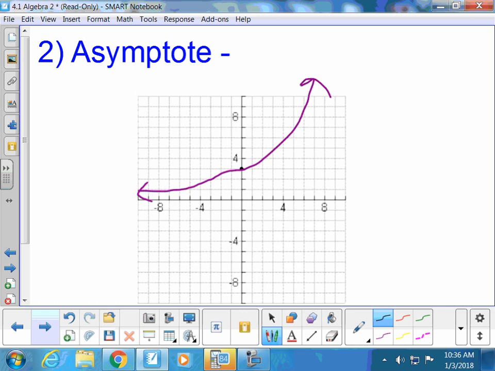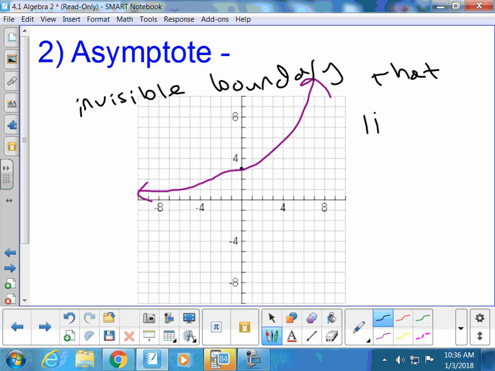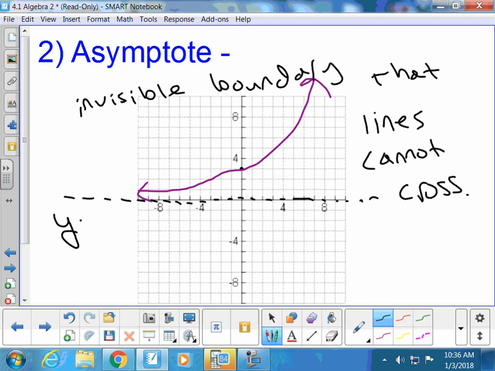So an asymptote is an invisible boundary that lines cannot cross. They can get really, really, really close, but they cannot cross. And our asymptote on all of our graphs today is going to be at y equals 0. Actually, I lied. Our asymptote will slide up and down today.